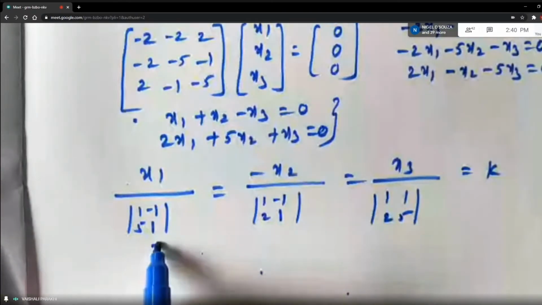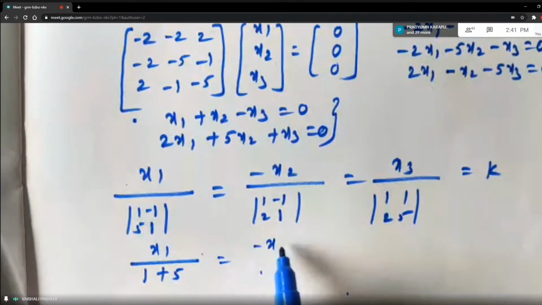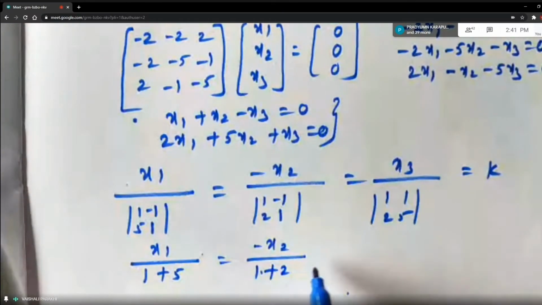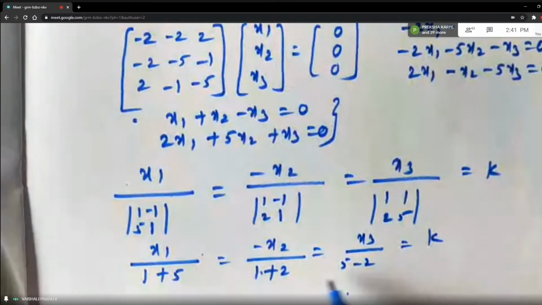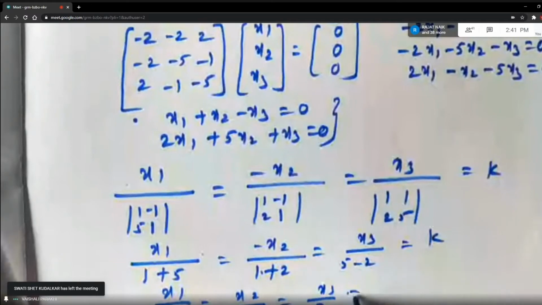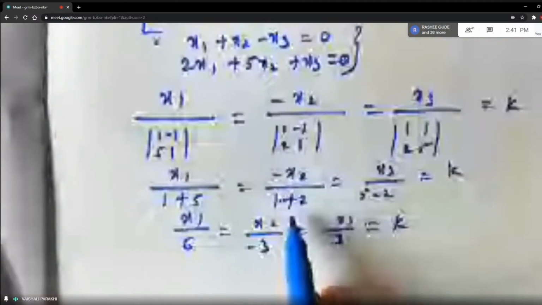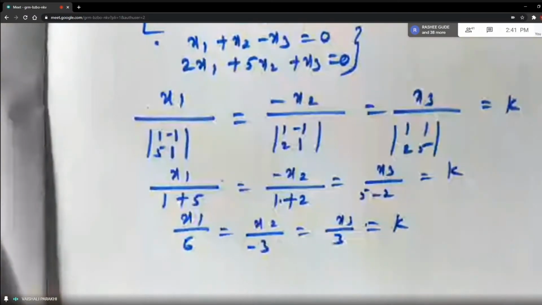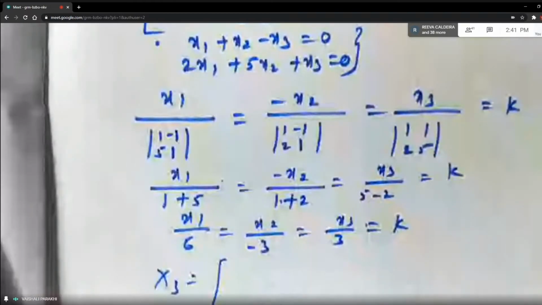So what it is, x1 divided by cross multiply, it is 1 minus minus plus 5, right? Minus x2 divided by 1 plus 2. x3 divided by 5 minus 2 is equal to k. x1 by 6, x2 by minus 3 and x3 by 3 is equal to k. This minus sign always you have to bring down. Don't forget to do that. And now if I want to write x3, am I going to write 6, minus 3, 3?